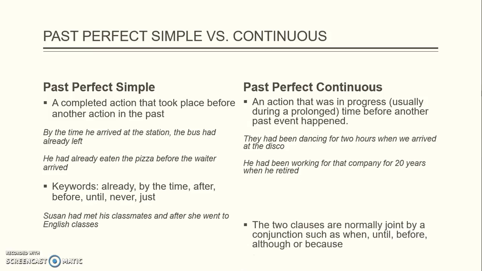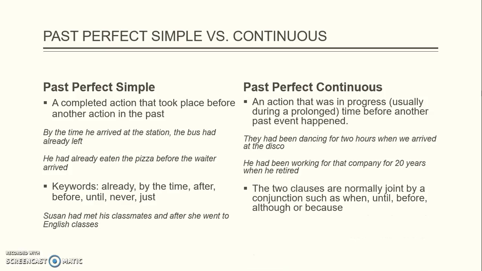The two clauses are normally joined by a conjunction such as when, until, before, although, or because. We can have a look at that in the following example. They had been studying German for 3 years before they went to live in Munich.